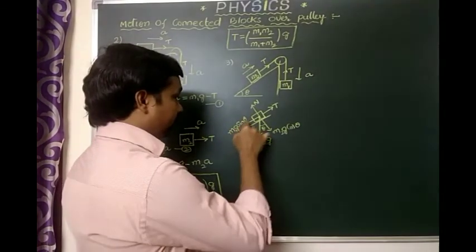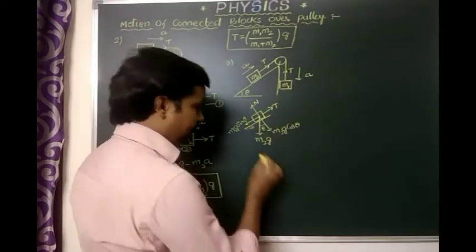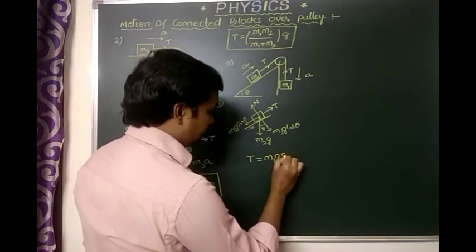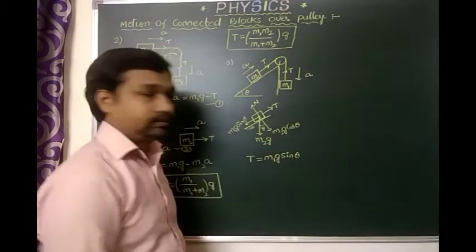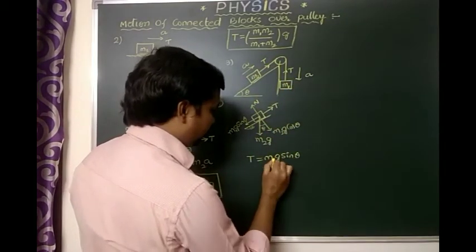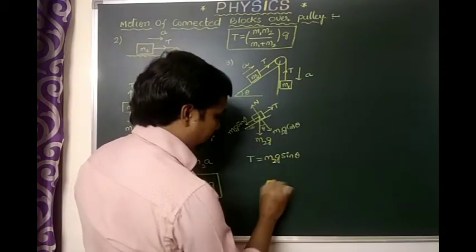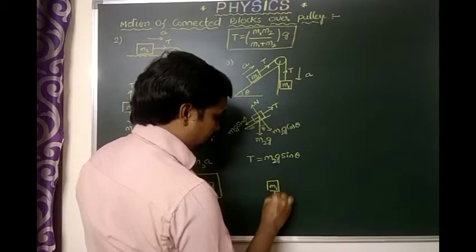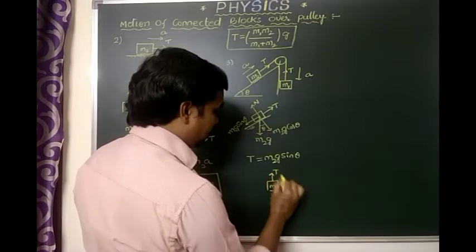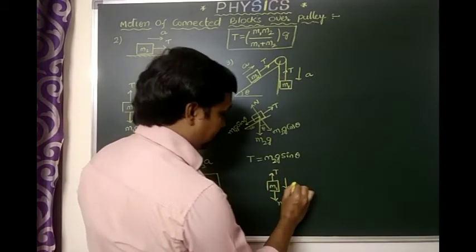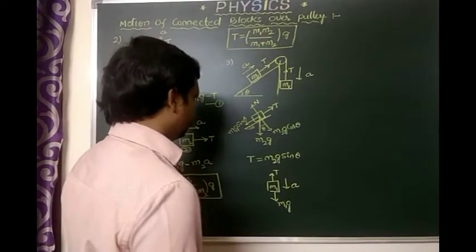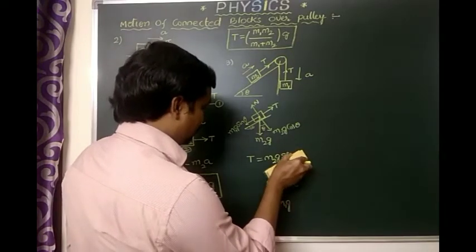M2 g is in the downward direction, tension will be in the upward direction. So what we can write: tension T is equal to M2 g sin theta. Now coming to the M1 body: M1 g is in the downward direction, tension will be upward, acceleration is in the downward direction. Here you can write one term.